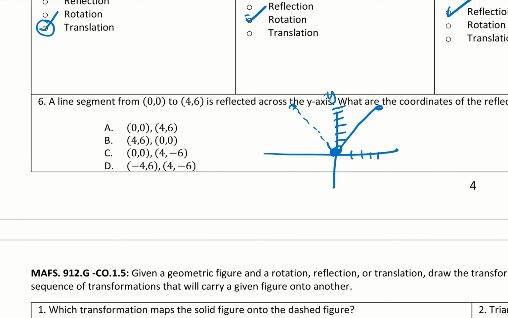What are the coordinates of the reflected line? Well, this is still going to be (0, 0). And this time, instead of it being (4, 6), it'll reflect to -4, right? Instead of +4, it'll be -4, and it'll still be 6. So (0, 0) and (-4, 6).